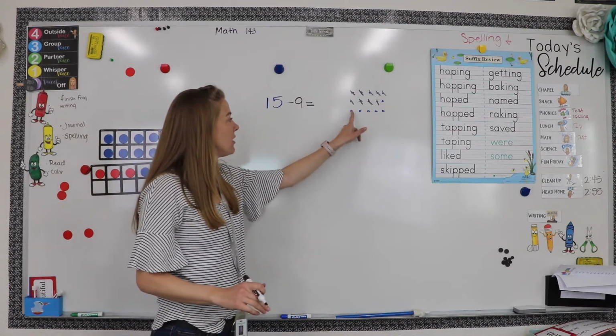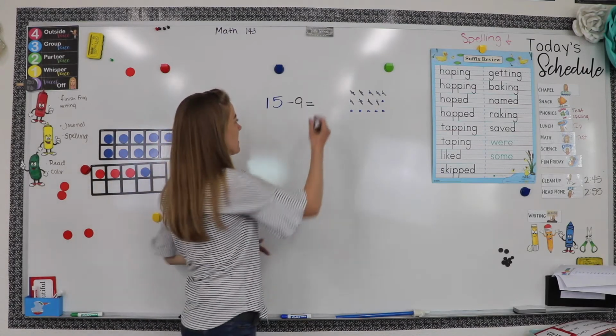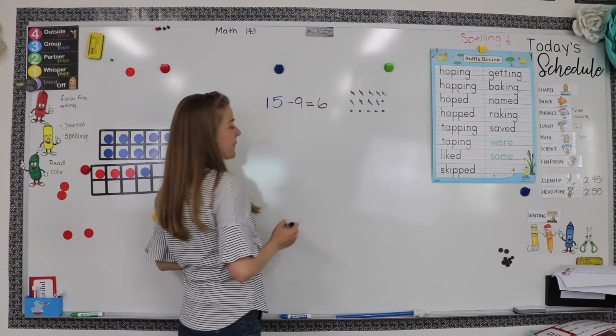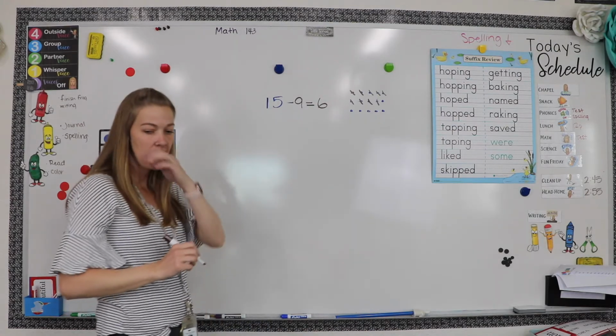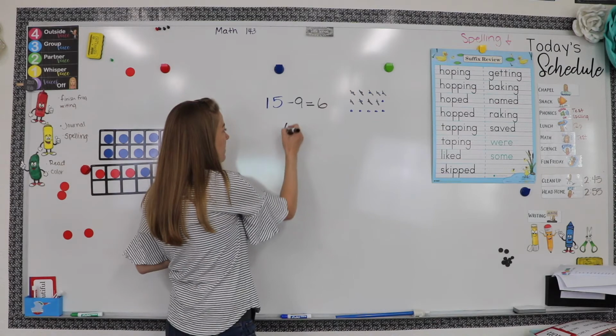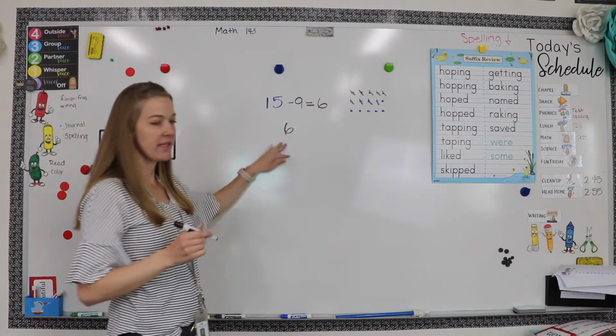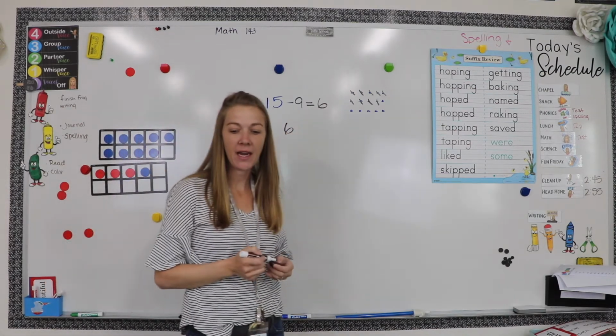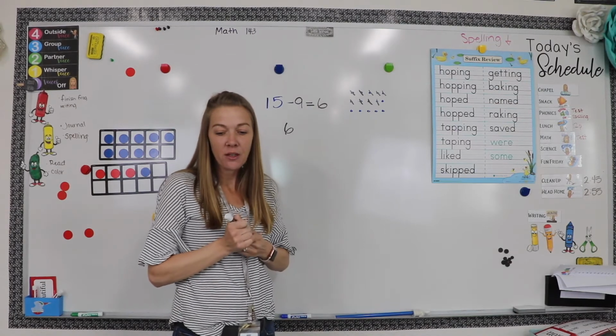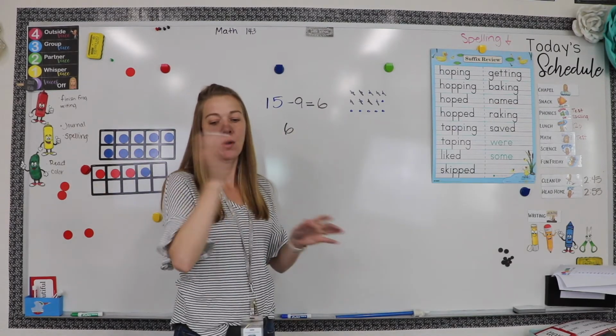There's 1, 2, 3, 4, 5, 6. There were 6 worms left. So you need to write the 6 in the bottom box to say that there are 6 worms left, okay? All right. The time to review, make sure that you are circling them in the proper groups.